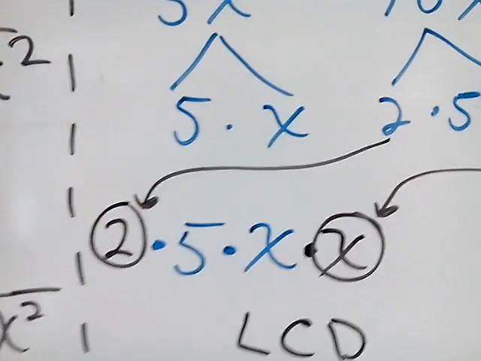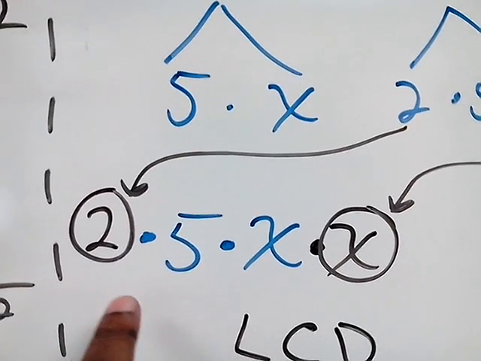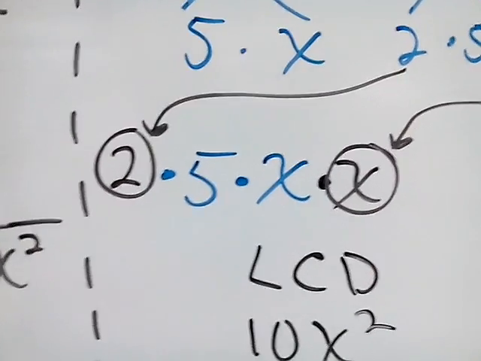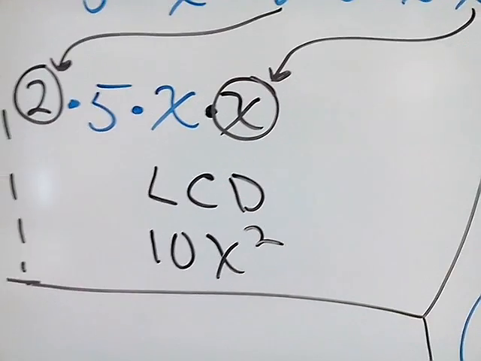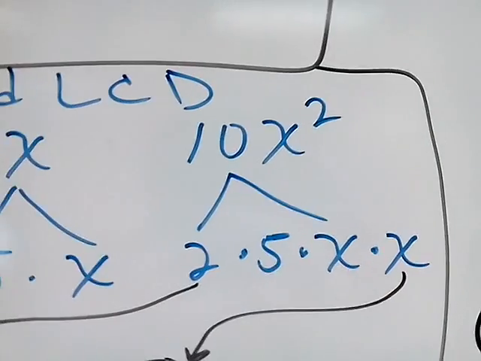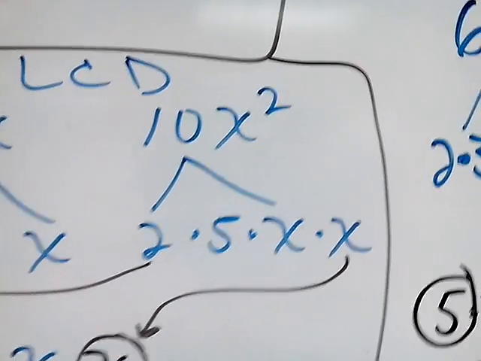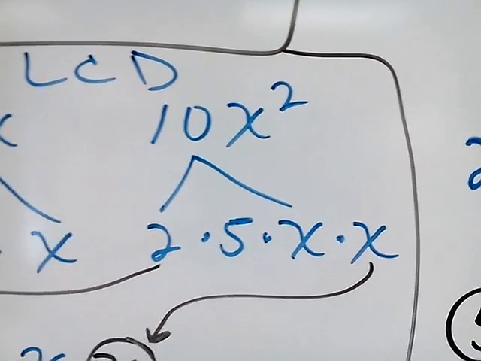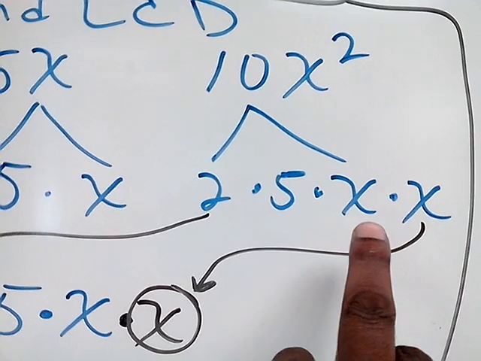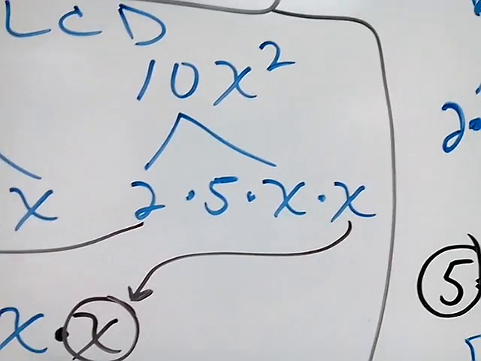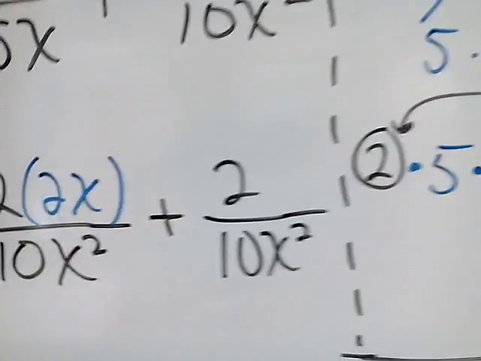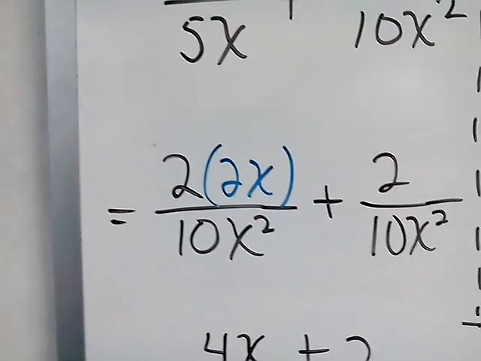So we have to multiply 2 times 5 times x to get our common denominator. The common denominator turns out to be 10x squared in this case. And notice that in our other denominator, 10x squared, we already had a 5 there, and we already had an x, so we didn't need to multiply that by any other factors. So 10x squared is our common denominator.